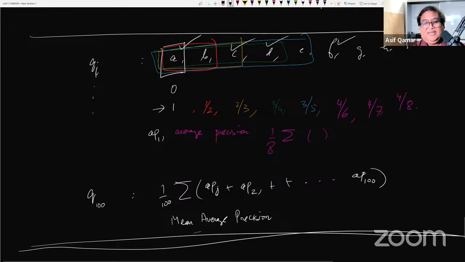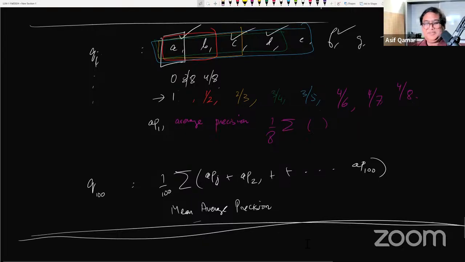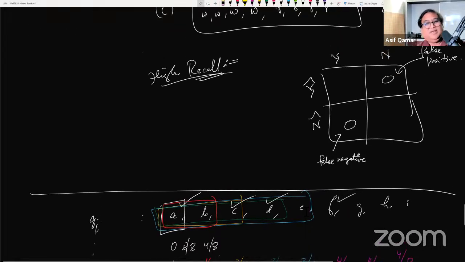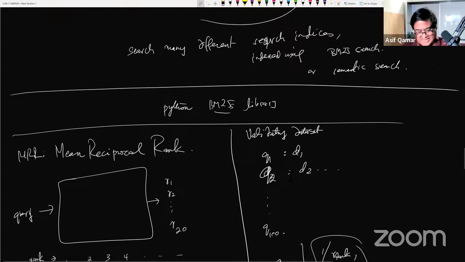So guys, here it is. This one is easy. 8 by 8, 4 by 8, and you can keep on doing it. You can normalize it and find out what the average precision is. So this is average precision. So guys, what did we learn? I hope we finished the topic of RAG. Not RAG, of hybrid search.